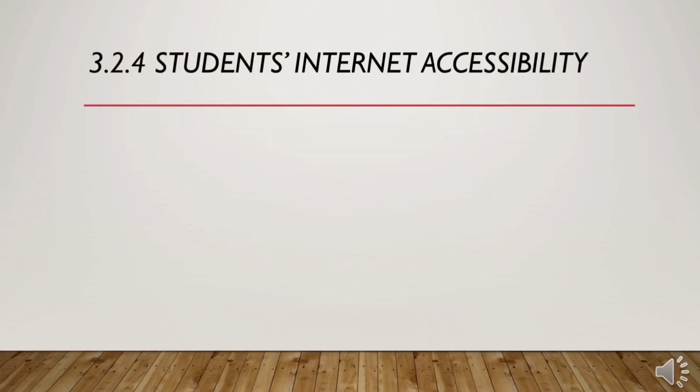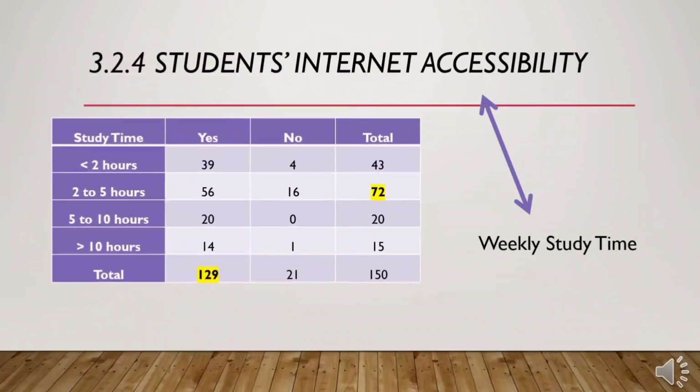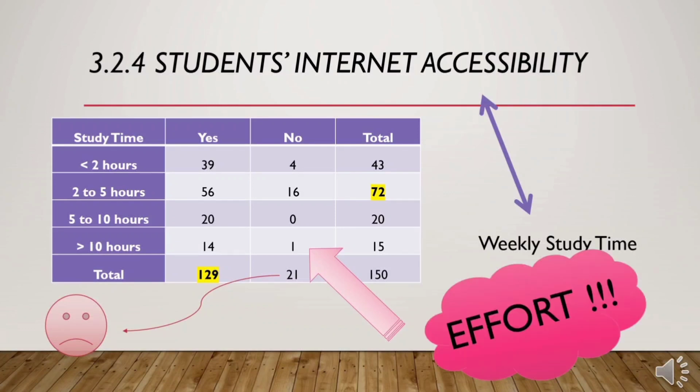Students' internet accessibility. This to some extent affects their weekly study time. Most of the students, 129, have internet access at home and manage to study 2 to 5 hours per week. Only 21 students do not have internet access. We can also see that one student managed to study more than 10 hours per week, even though he or she does not have internet access. Therefore, at the end, what matters more is the students' own effort.